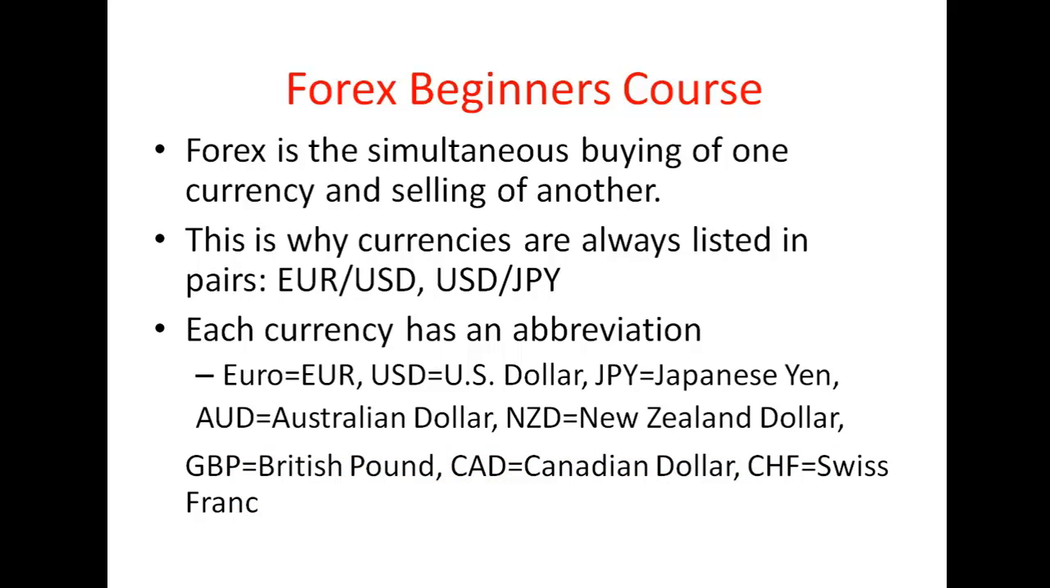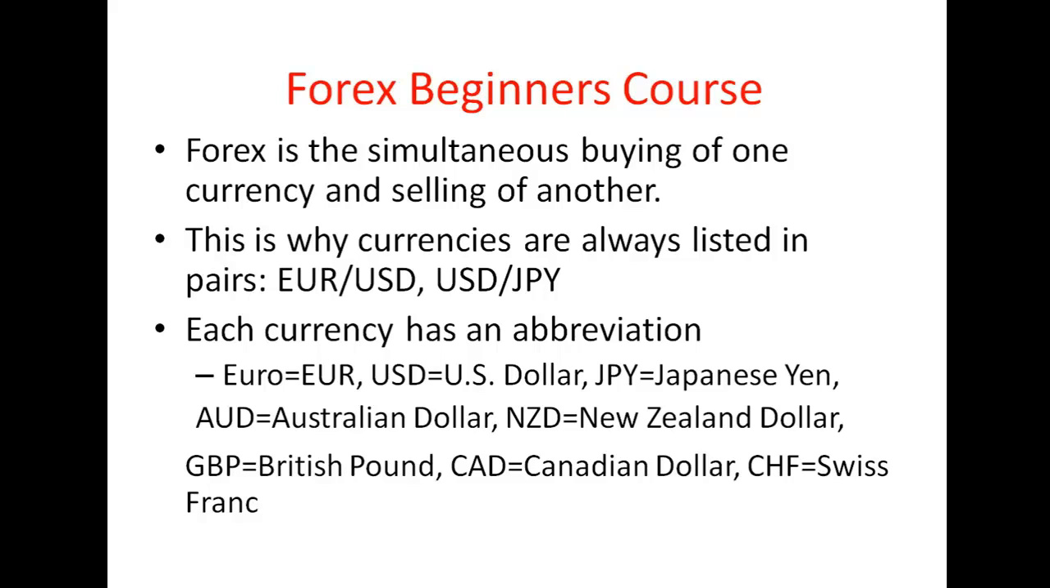So Forex is the simultaneous buying of one currency and the selling of another. This is why currencies are always listed in pairs. So you have the Euro USD, for example, the USD JPY. And it's always a simultaneous buying and selling, because you can think of it if you're going to the bank. Say you're in the US, so you have US dollars, and you're going on a trip to Europe, you're going to need to exchange your US dollars for euros.